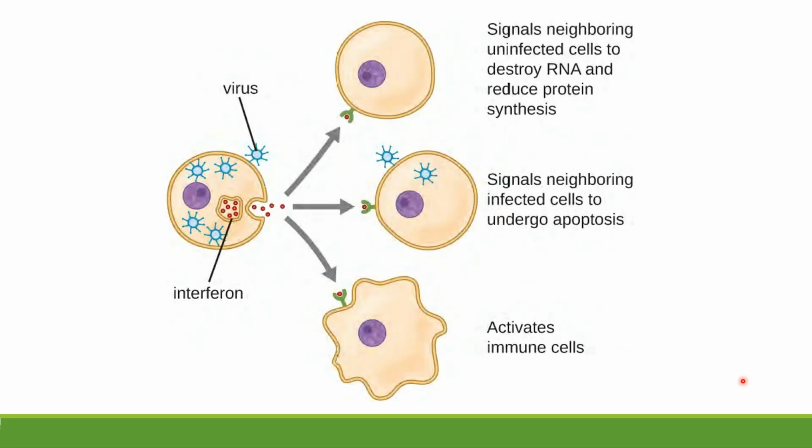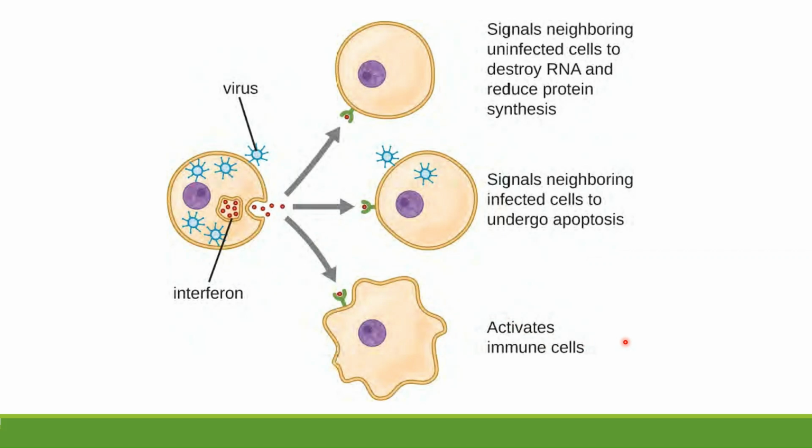So this image illustrates the antiviral function of interferons. As we know, viruses infect cells, and the cells then go through this hostile takeover where the virus redirects the cellular machinery to making virions. And when a cell is infected by a virus, it releases interferons, shown here as these small red dots, to signal nearby cells and activate immune defenses.